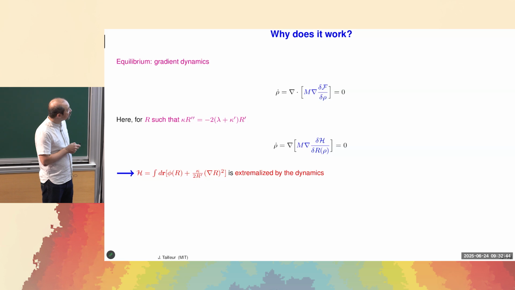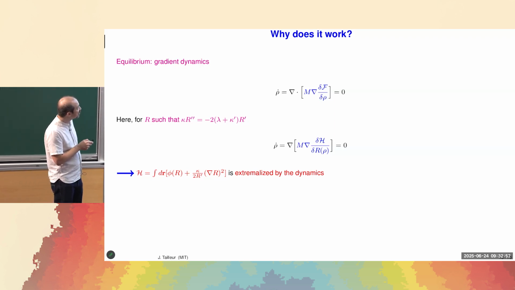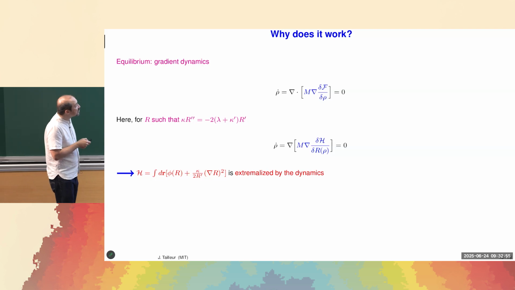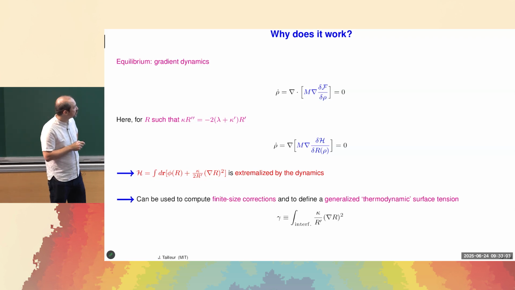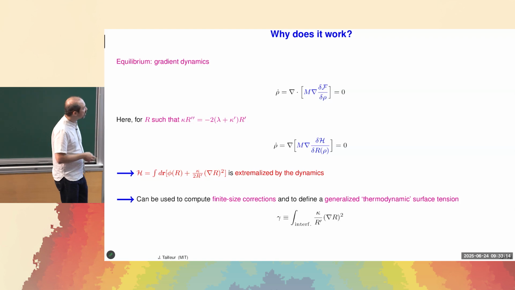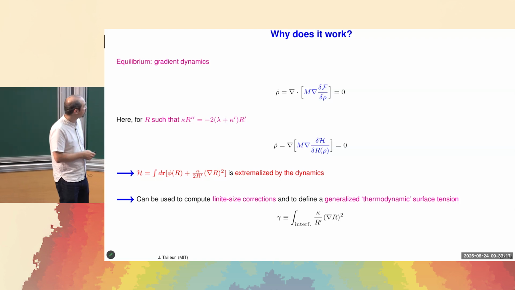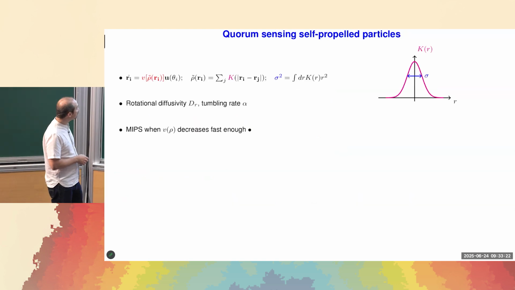Now, because here you have rho dot and not r dot, h is not a Lyapunov functional, so it's not strictly decreasing as a function of time, as opposed to f here, which is a Lyapunov functional. But still, in the steady state, this is extremalized by the dynamics. And one thing I mentioned in passing, because of a question of one of you yesterday, is that if I'm looking at this 2D problem where I have a droplet with a finite curvature radius, I can use the gradient term to compute the Laplace pressure-like correction to the binodal in an infinite system, and it works pretty well. Okay, so let me apply it to a model.